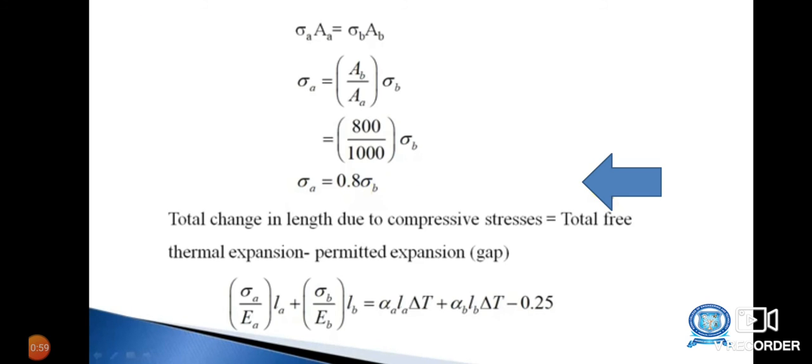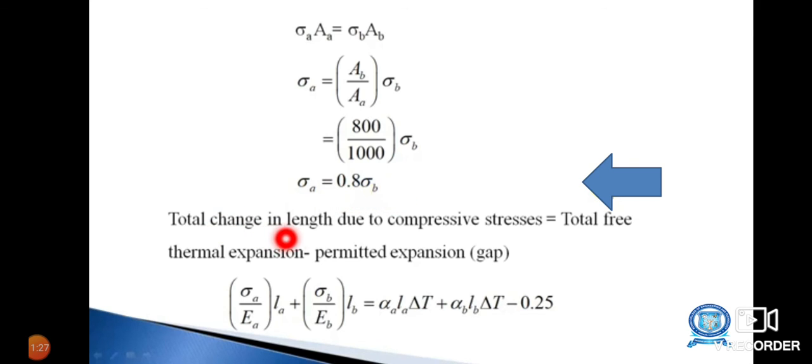Next, we can write the formula. Sigma A into area of A is equal to sigma B into area of B section. So by cross multiplication, stress on A section is equal to area of B divided by area of A into stress on B section. You can apply the area values. So we got sigma A, that is stress on A section, is equal to 0.8 times stress on B section.